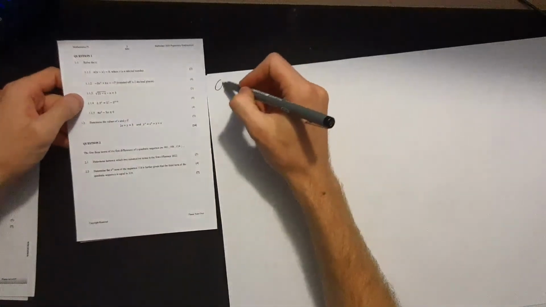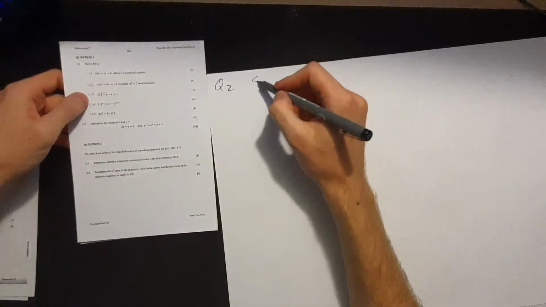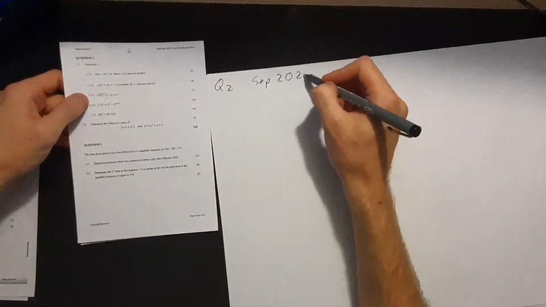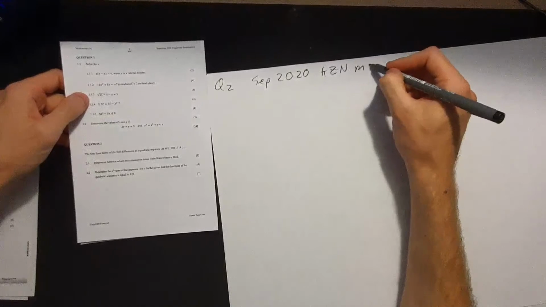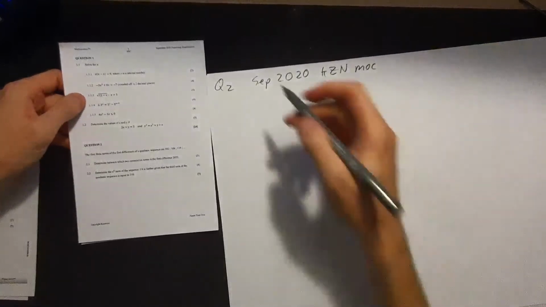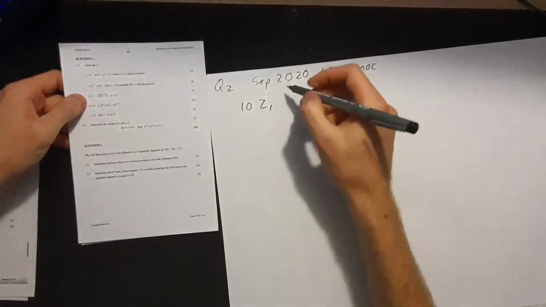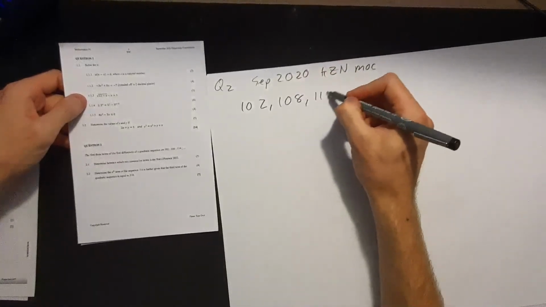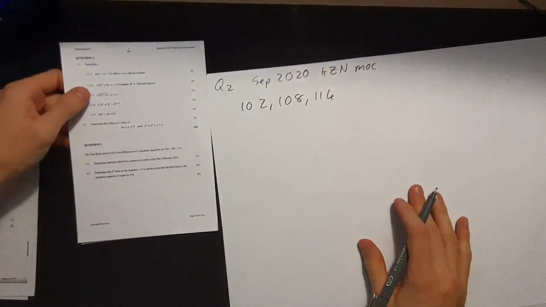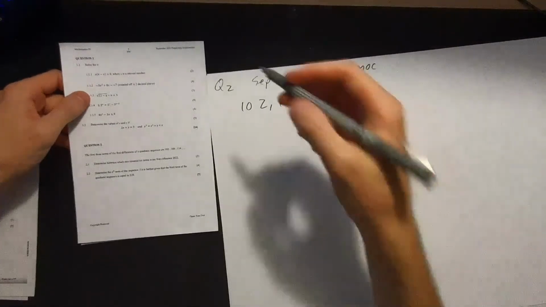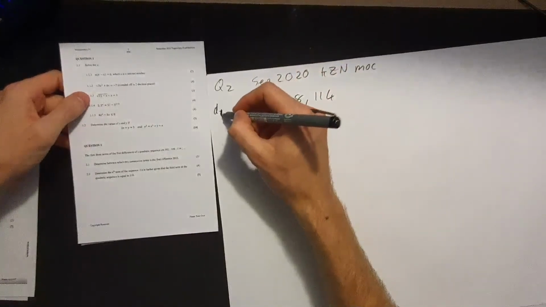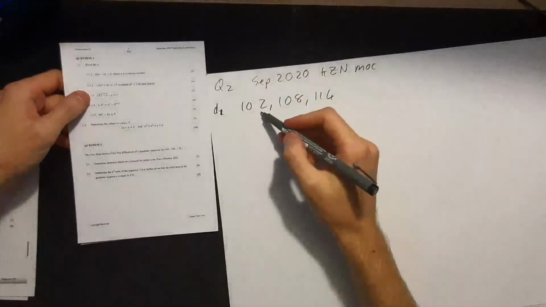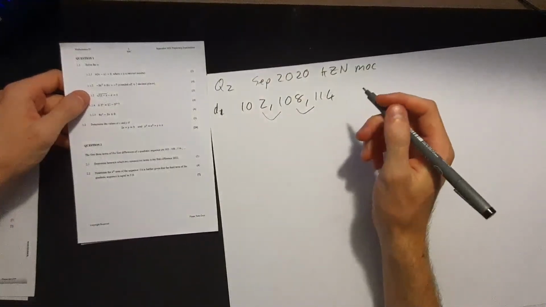Quadratic means we have a second difference. Okay, so this is question 2, and it's the September 2020 KZN mock exam. They've given us 102, 108, 114, and that's the first difference within the quadratic sequence, which means this comes down and we'll have a common difference between those two.